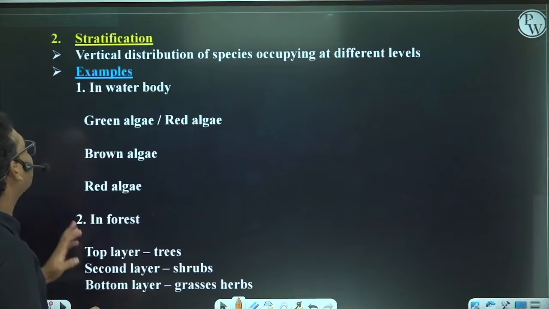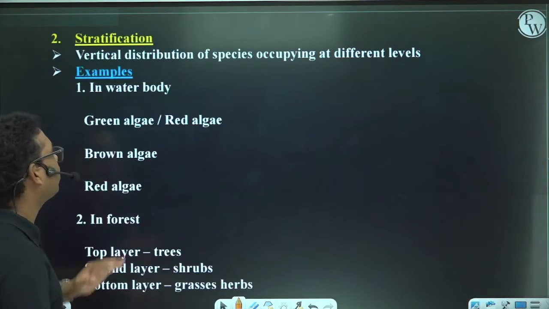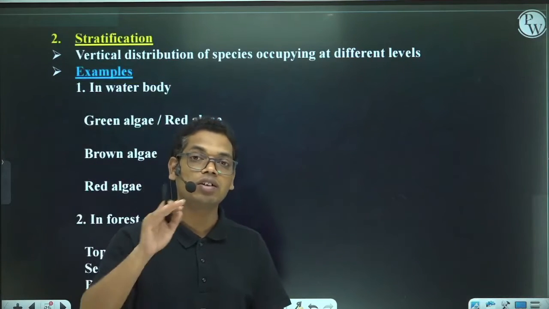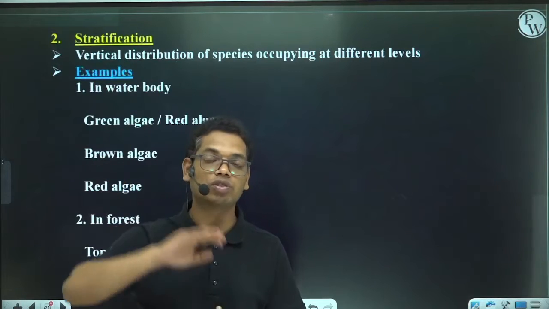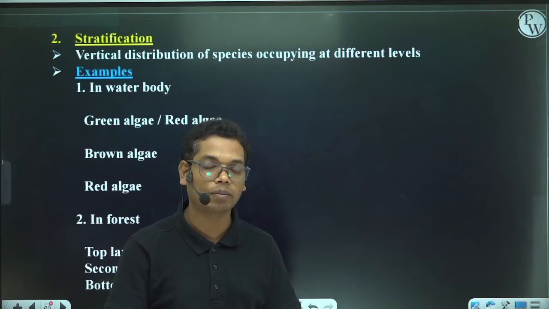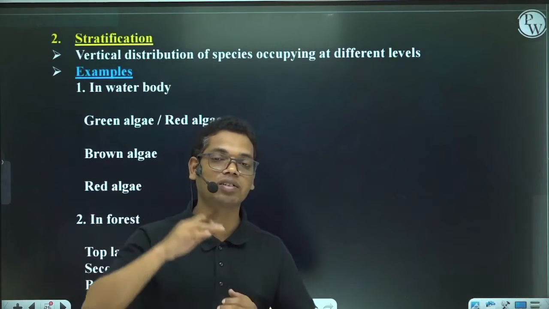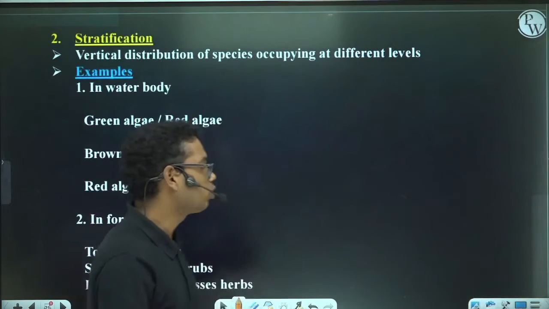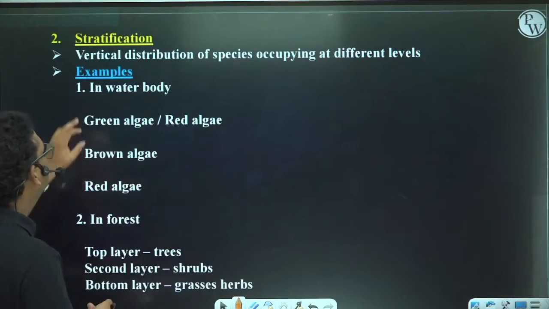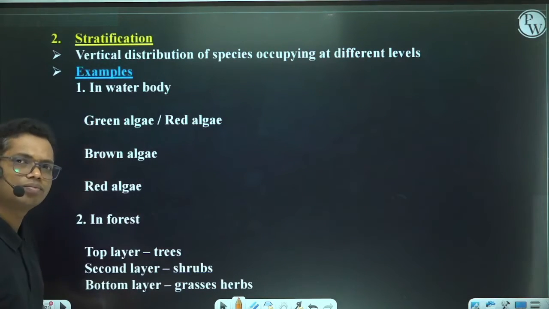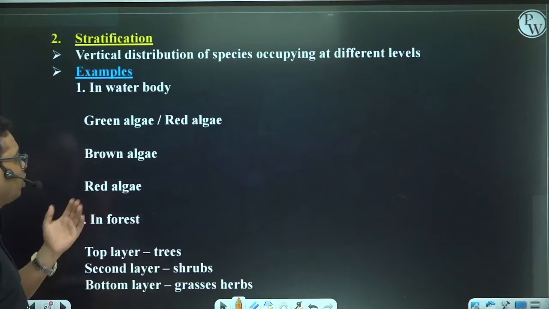Okay, now the second structural aspect of ecosystem is stratification. So what do you understand by stratification? Stratification is nothing but the vertical distribution of different species of an ecosystem. We are distributing the different species vertically in an ecosystem. So I have taken two examples over here. In a water body, we can see green algae, brown algae, and red algae.